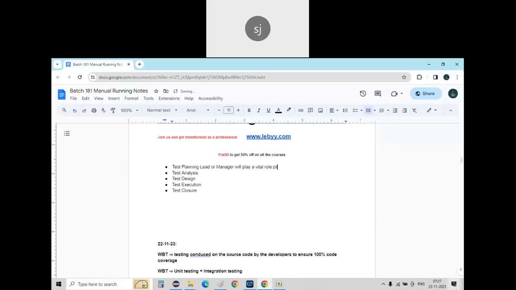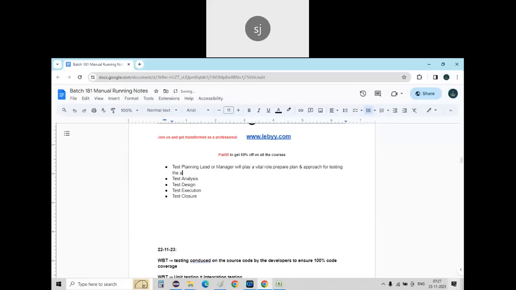What are they going to do? They are going to prepare the plan and approach for testing the application. For this application, what is our plan to test it? A plan includes what are all the things that we are testing on an application, how many resources are working on the application, what exactly the software is that we need, what is the minimum hardware that we need. All the details we are going to list down as part of this test planning phase, and this is driven by your lead or a manager. Okay, cool. So the next one is test analysis.